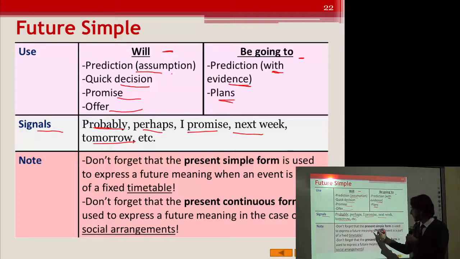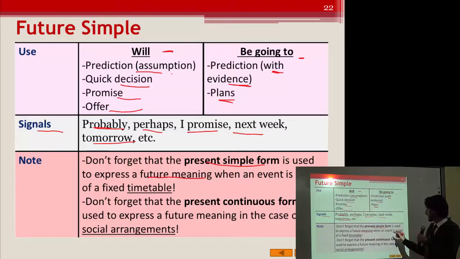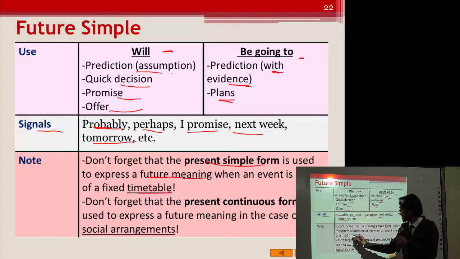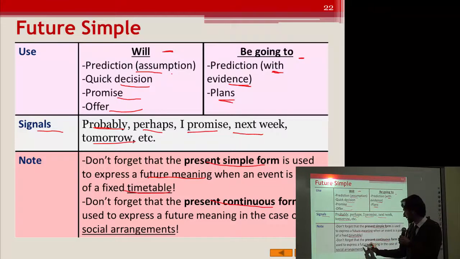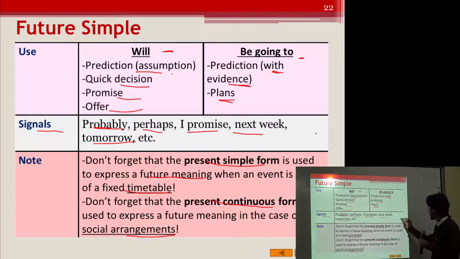Note, do not forget that the present simple form is used to express a future meaning when an event is part of a fixed timetable. Also, do not forget that the present continuous form is used to express a future meaning in the case of social arrangements.